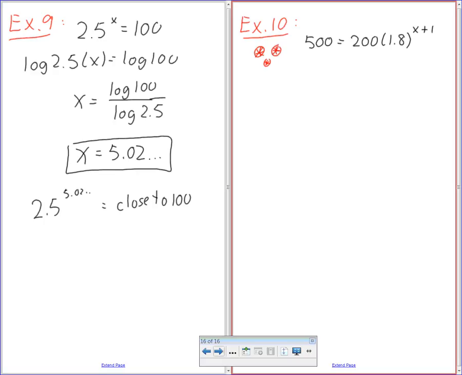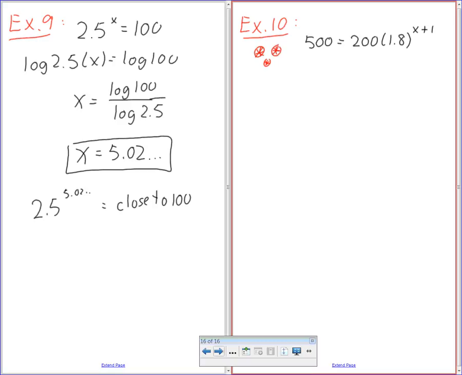Okay. I picked the most difficult question that I could here. It says 500 equals 200 times 1.8 to the x plus 1. If you are fading out today's class and you wish the class was over, too bad. This is the last example. You really have to pay attention and focus on this one. I know you know how to do this, but for the rest of the class, this is horribly important.